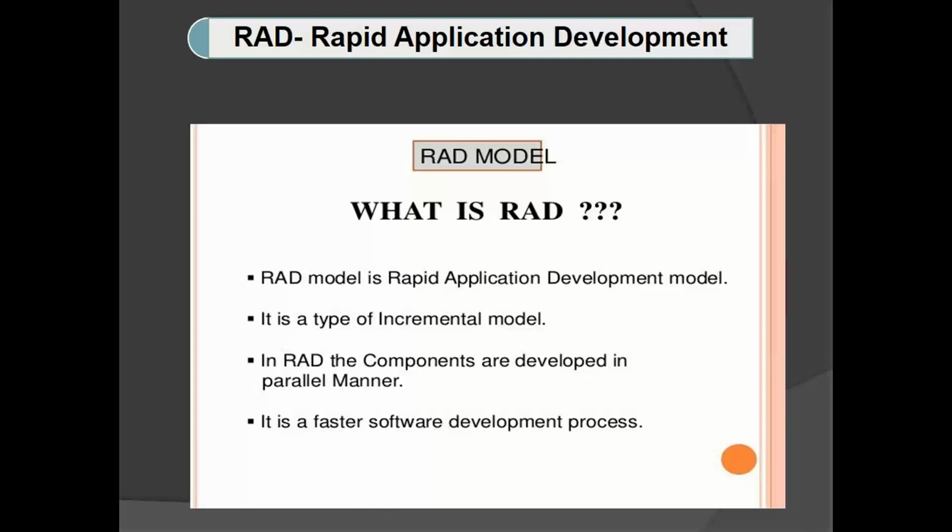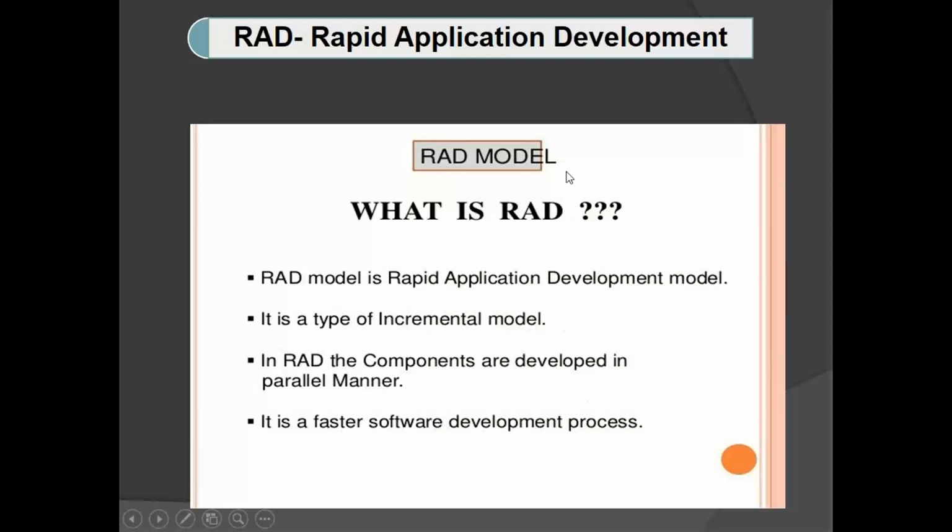That means whenever you develop a project under the RAD process, you won't give any importance to testing during the development process. After development, then you will start doing testing. That's the reason it is a failure model. The advanced version of RAD is nothing but agile methodology. So agile methodology came into existence with the help of the RAD model. RAD is a type of incremental model. In RAD, the components are developed in a parallel manner, so it is a faster software development process.